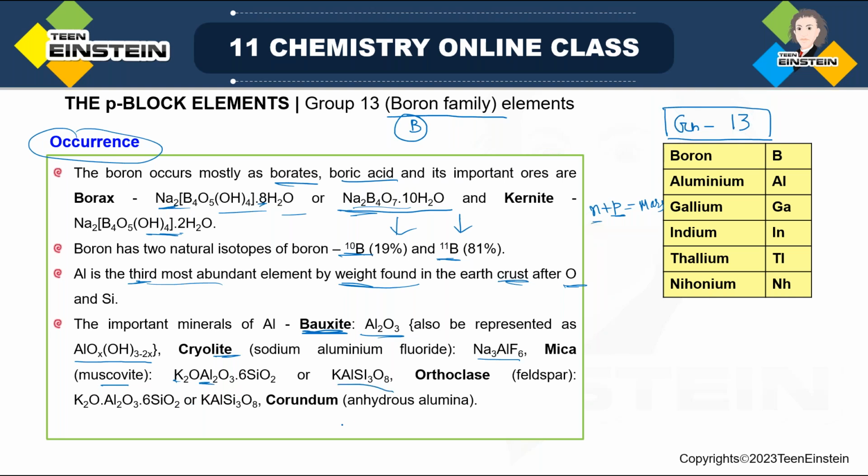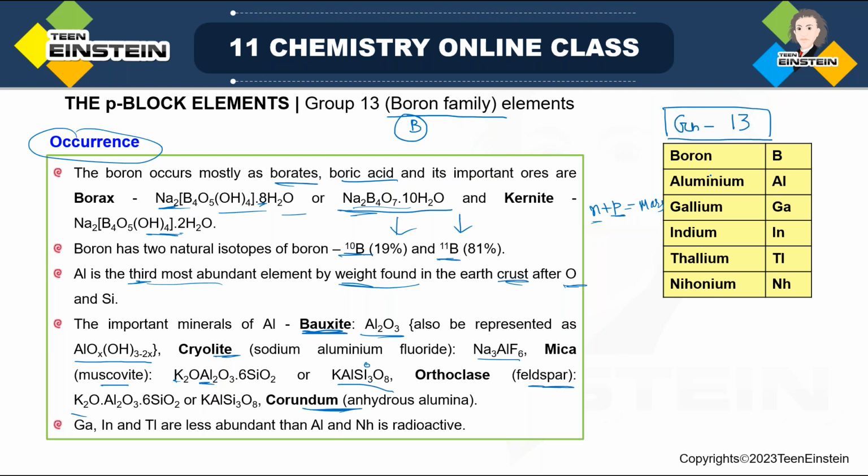Then you can also write it in this way. Then we have orthoclase or feldspar, where potassium is present. It is not that you have to remember the exact formula, but at least try to remember what the important elements present here are. Aluminium obviously is there, but except aluminium we also have silicon, oxygen, potassium. Then we have corundum, which is anhydrous aluminium oxide. So bauxite, cryolite, mica, orthoclase, corundum.